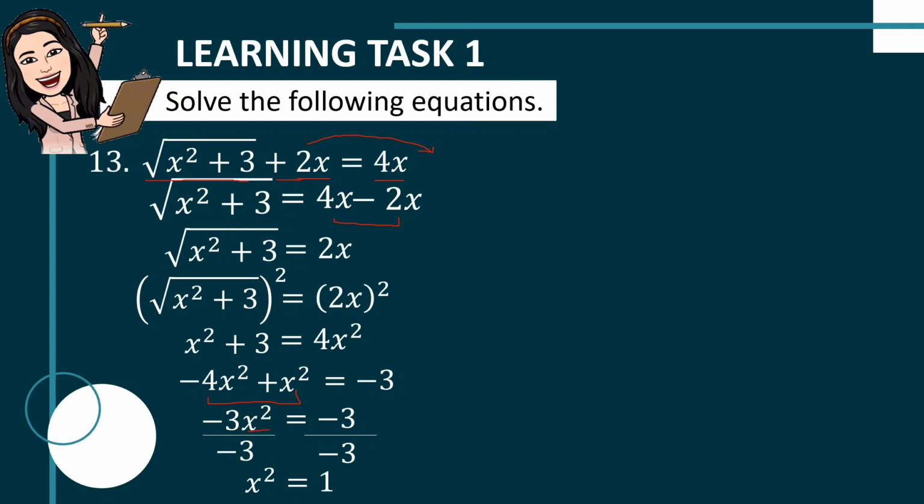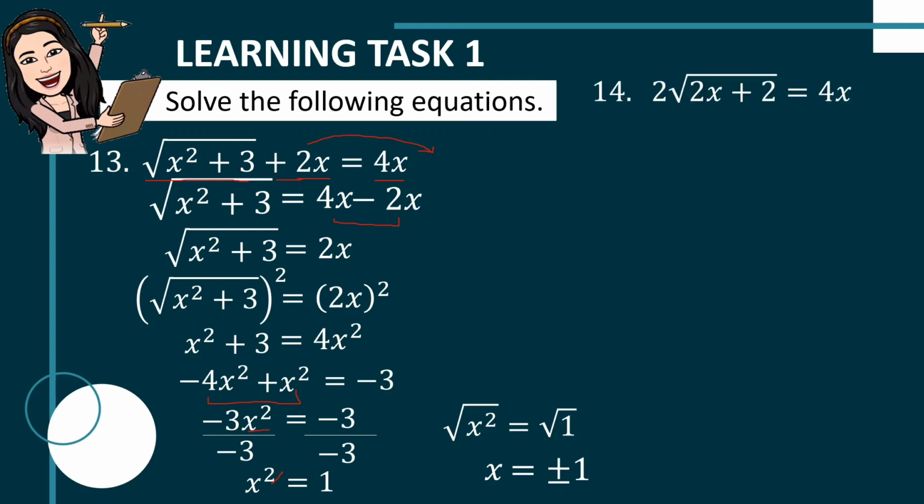Ito na ba ang final answer? No, not yet. Why? Kasi naka-power of 2 pa yung ating x. Diba? So, what are we going to do? Yes, in order to find the value of x, we need to extract them. Since ang 1 ay perfect square, pwede natin siyang extract. What is the square root of x squared? We have x. What is square root of 1? We have positive negative 1. So, therefore, dalawa ulit yung answer natin. Isang positive 1 at isang negative 1. So, you're going to check if both of them are solution of our original quadratic equation.